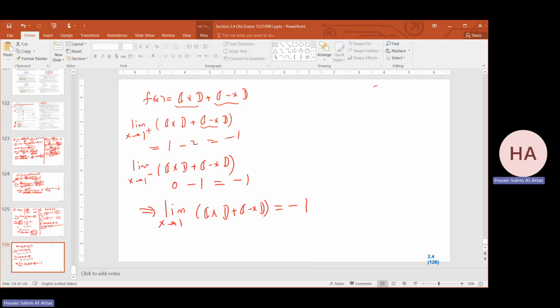I think that's enough for 2.4. I did 2.4 and also the problem solving, since we are doing 2.4 as the last section in chapter 2. That's all, I think. Thank you.